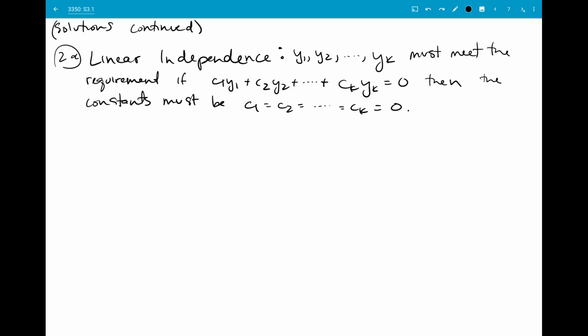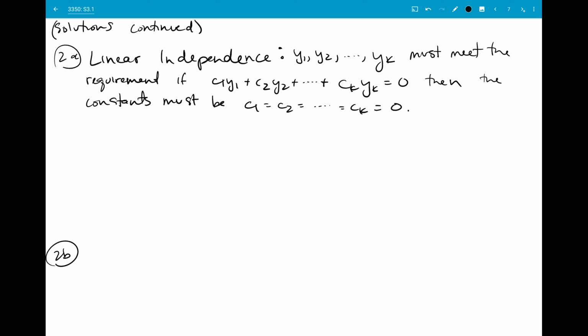And then I'm going to leave kind of a space there because we're going to define an easier way to check linear independence in a second.